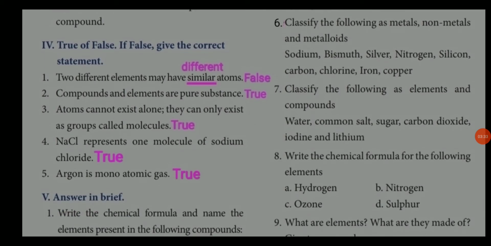Fourth topic, true or false. Correct the false statements and write. First one, two different elements may have similar atoms. False. Two different elements have different atoms. Second one, compounds and elements are pure substances. True. Third one, atoms cannot exist alone. They can only exist as a group called molecules. True. Fourth one, NaCl represents one molecule of sodium chloride. True. Fifth one, argon is a monoatomic gas. True. Now let's discuss the question answers.